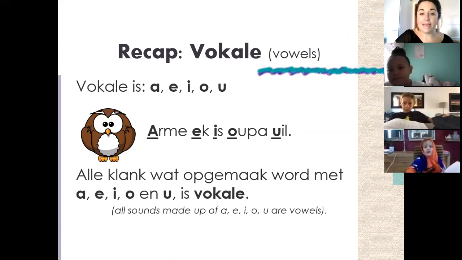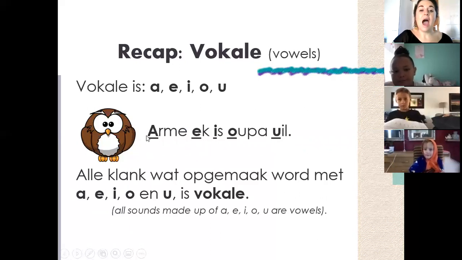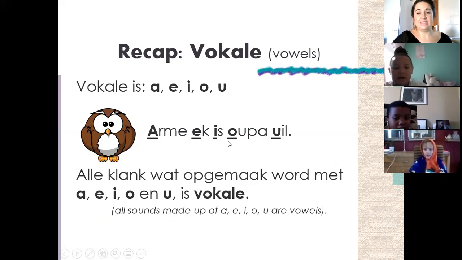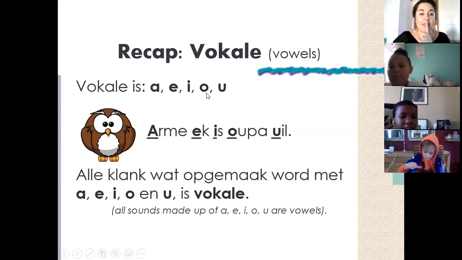The little rhyme was arme, ek, is, opa, uil. Okay, everyone say that with me. Are you ready? Arme, ek, is, opa, uil. Okay, so our vowel sounds are a, e, i, o, and u. So those are your 5 vowel sounds, okay?